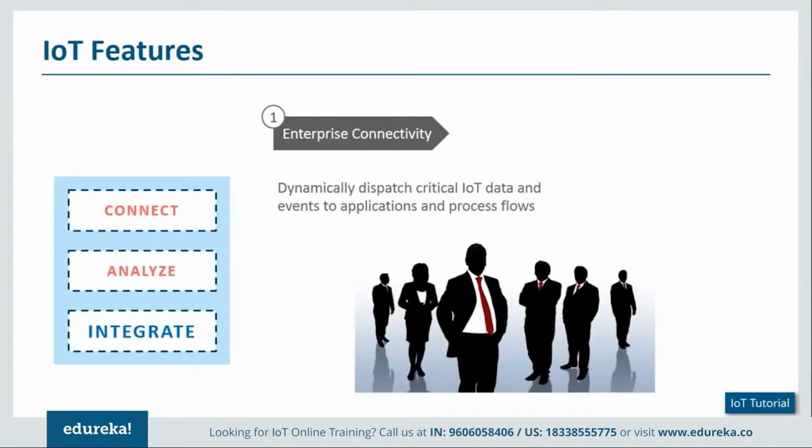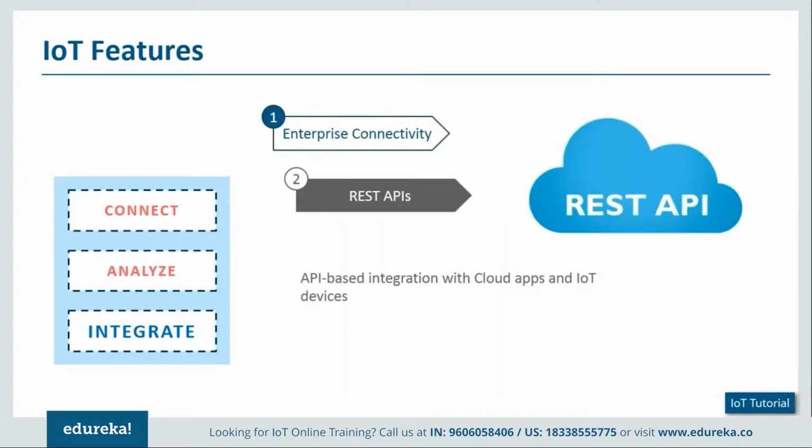Now, how does this communication happen? For that we have REST API. Once I've integrated my REST API with the cloud application and my Internet of Things, communication between the enterprise, the platform, and the things around us can be made more efficient and easier as well.